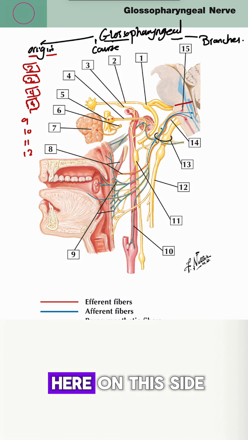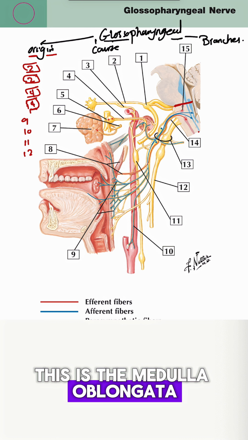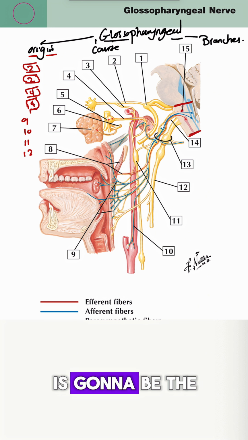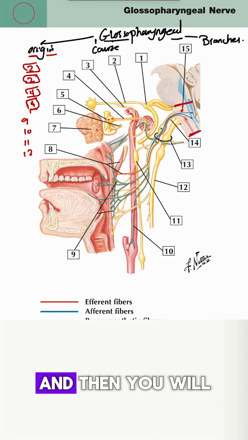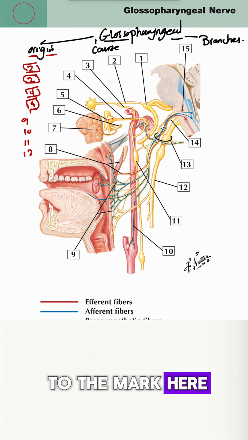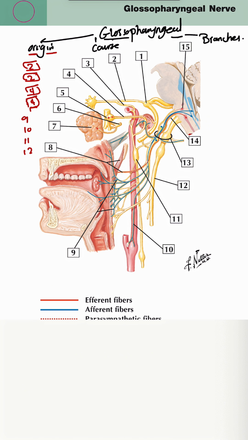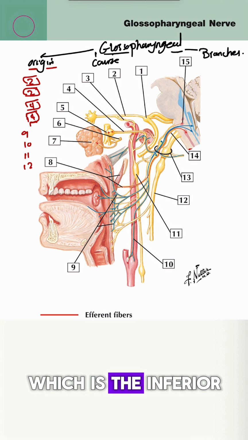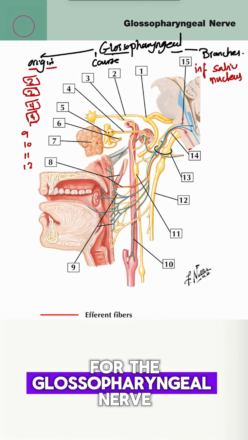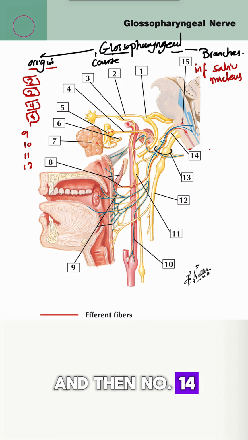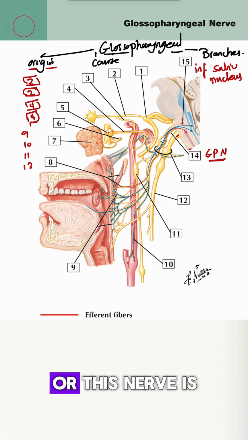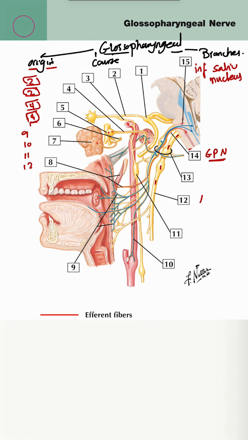As you can see here on this side, this is the medulla oblongata. And by definition, the first nerve to arise from it is going to be the glossopharyngeal nerve. And then you will have the vagus nerve after that. So if we go to the mark here, 15, glossopharyngeal nerve nucleus, which is the inferior salivatory nucleus, is the origin for the glossopharyngeal nerve. And then number 14, of course, is going to be the glossopharyngeal nerve. And number 12, or this nerve, is the vagus nerve.